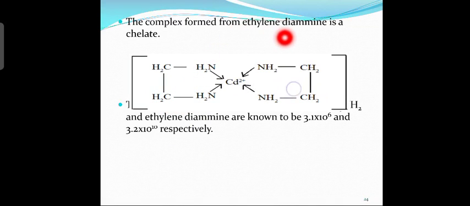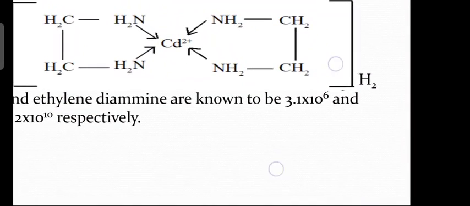The complex from ethylenediamine is the chelate. You can see the chelatic complex here, and the stability constants are known to be 3.1 into 10 to the power 6 and 3.2 into 10 to the power 10, respectively, alright.